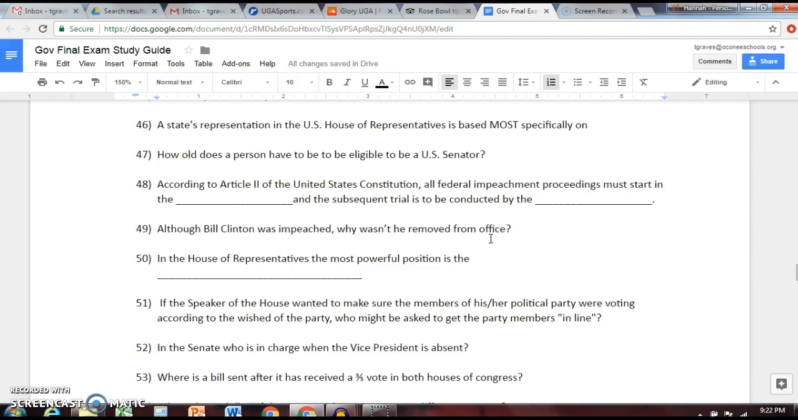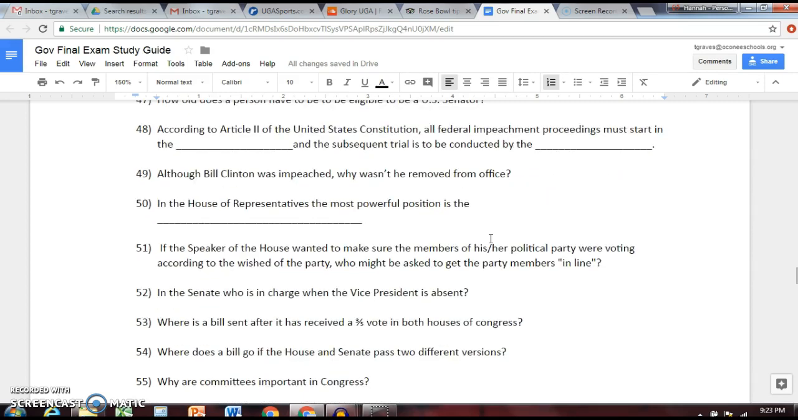Number 52, it's the President pro tempore, Latin for temporary, so it's the temporary president when the vice president is not in the Senate. Number 53, after a bill has received a 3/5 vote in both houses of Congress, it is then sent to the president, where he'll either sign it, veto it, or he could potentially use a pocket veto.